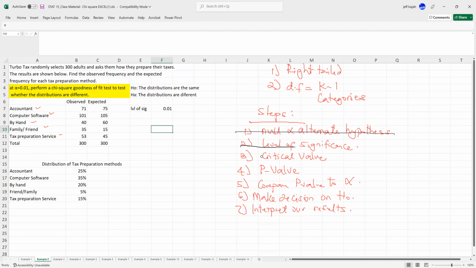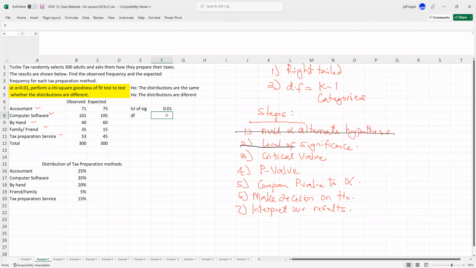Third part now says we need to find our critical value. But one of the things you want to do before you find a critical value is to find your degrees of freedom. And that's very important to do. And we know that our degrees of freedom is the number of categories that we have minus one. And so you have 1, 2, 3, 4, 5, 5 minus 1. And so that makes it easy for us to solve that.